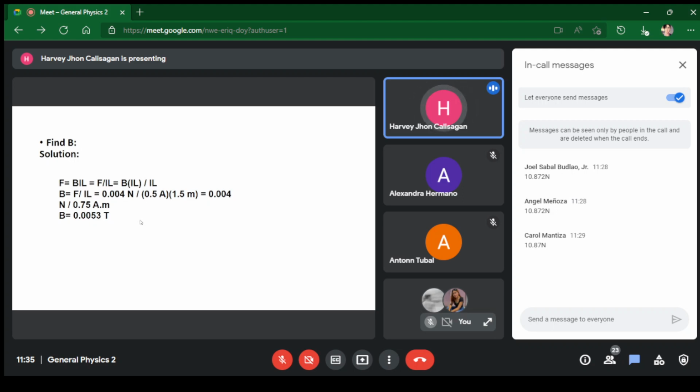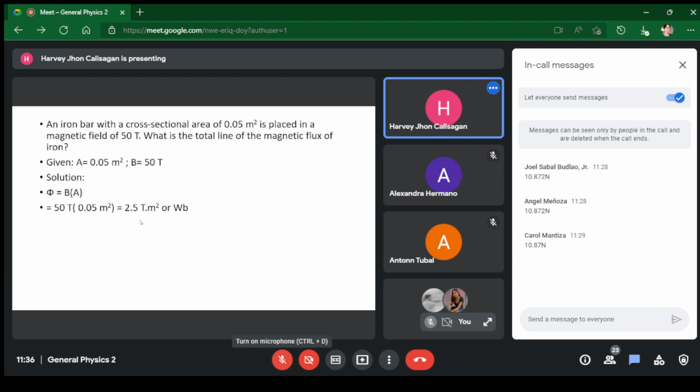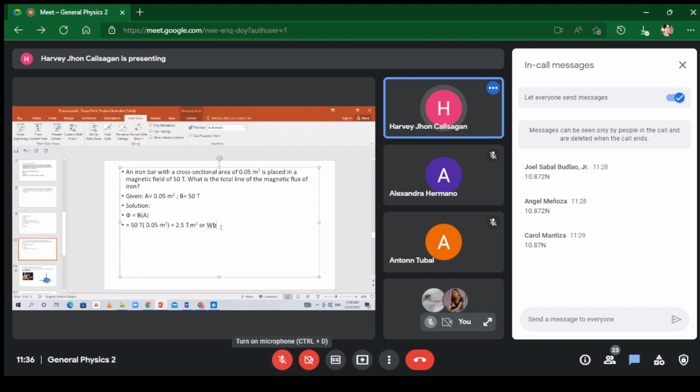That's how you get the Tesla. In short, Newton per coulomb per meter per second, or kilogram meter per second squared per coulomb per meter second. We can dissect this. Thank you for asking for that, Philip.